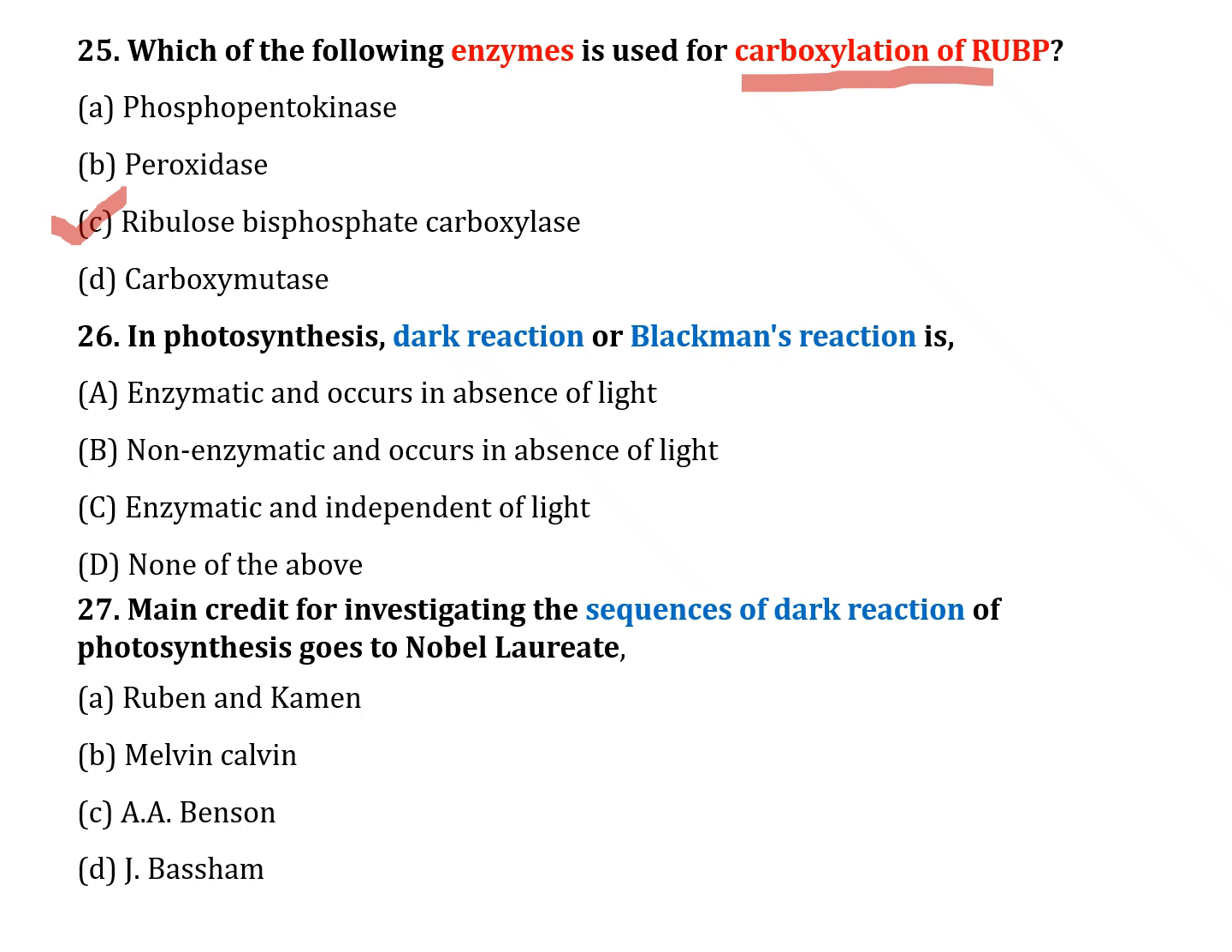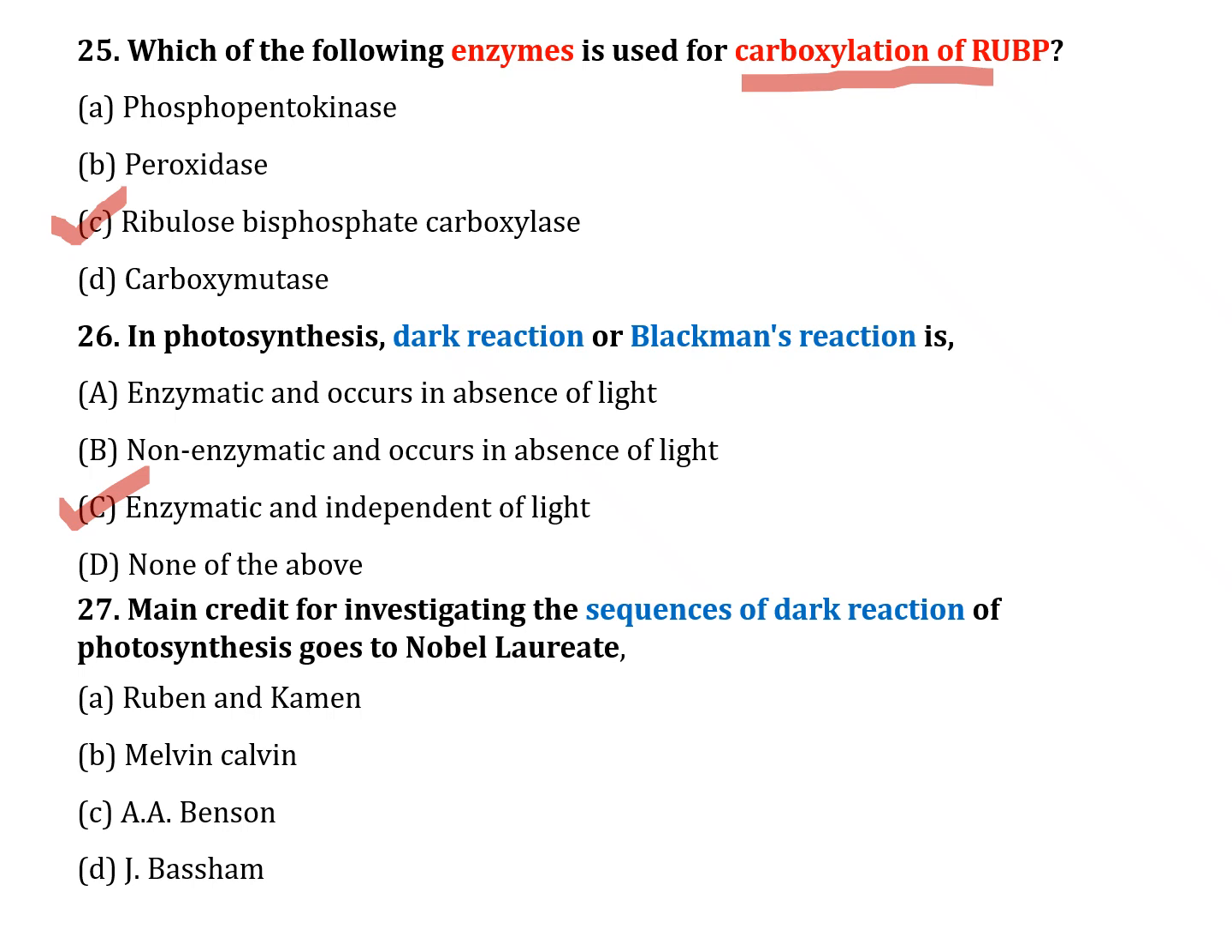The next question, number 26. In photosynthesis, dark reaction or Blackman's reaction is option A, enzymatic and occurs in absence of light. Option B, non-enzymatic and occurs in absence of light. Option C, enzymatic and independent of light. Option D, none of the above. The correct answer is option C, enzymatic and independent of light.